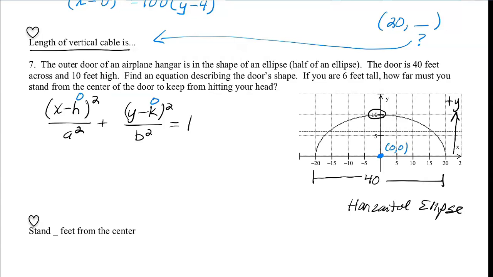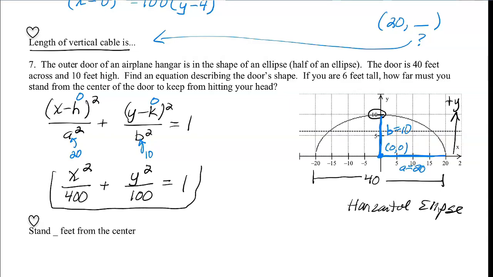The a value would be the horizontal distance from the center to the edge of the ellipse. So the a value appears to be 20. And the b value would be from the center up to the top, half the minor axis. So our b value would be 10. So plugging those numbers in, we'd have the equation (x minus 0), which is x squared, over 20 squared, which is 400, plus y squared over 10 squared, which is 100, equals 1. So this would be our equation of our ellipse, representing this airplane hangar.